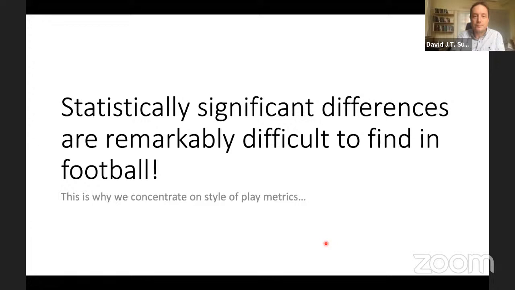And I think I've emphasized this a lot in what I said about the coefficients. Statistically significant differences are remarkably difficult to find in football. And that's often why we tend to concentrate on looking at style of play metrics, that we use a lot of heat maps and passing networks just to identify the style of play, because these things we can actually measure more reliably, and even there we can't necessarily measure them in a statistically reliable way, but we can measure them more reliably and get more insight into them than just looking at whether we won or lost football matches.